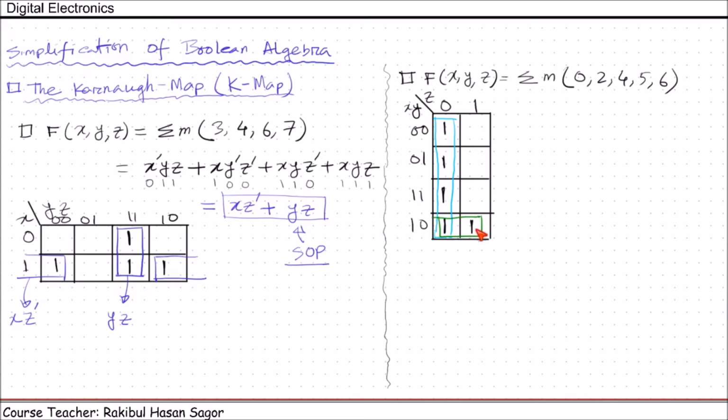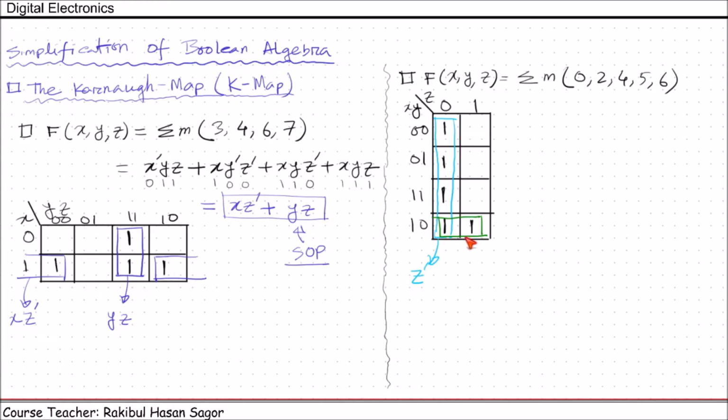If it would be possible to take 4 ones, then we would take 4 ones, but it's not possible because if we want to take this 2 as adjacent cells, we have a gap here, so we cannot take it that way. So we need to confine ourselves to 2 adjacent cells. Now the naming. This box is true for all the values of x, y, so we can ignore x, y. And this is true for z equal to 0. So we'll write z prime.